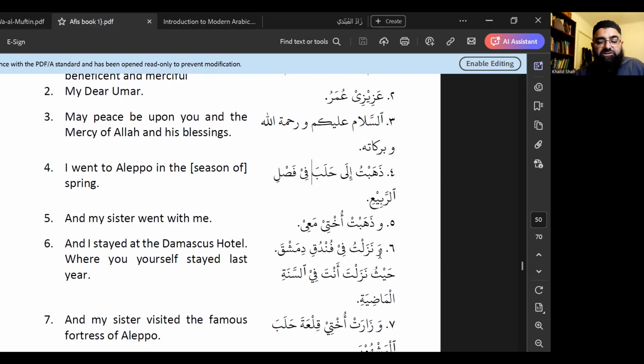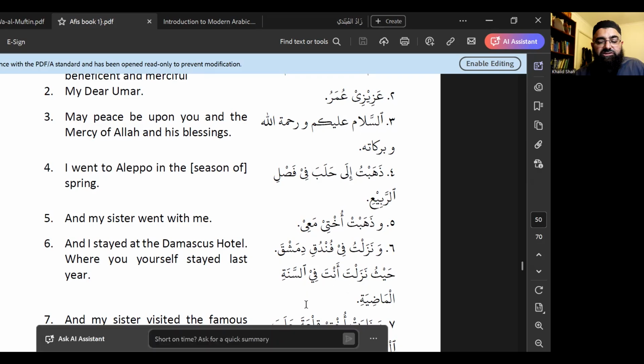I stayed. Nazala really means to descend, but get down at or stay at في فندق دمشق. Dimashq, notice that it doesn't have a fat kasra. في فندق, this is mudaf, and Dimashq is mudaf ilayh, probably because it's non-Arab in origin. So Dimashq. ونزلت في فندق, the hotel is called, they're staying in Halab, which is Aleppo, and then فندق دمشق is Dimashq, the Damascus hotel. حيث نزلت أنت في السنة الماضية, where you stayed.